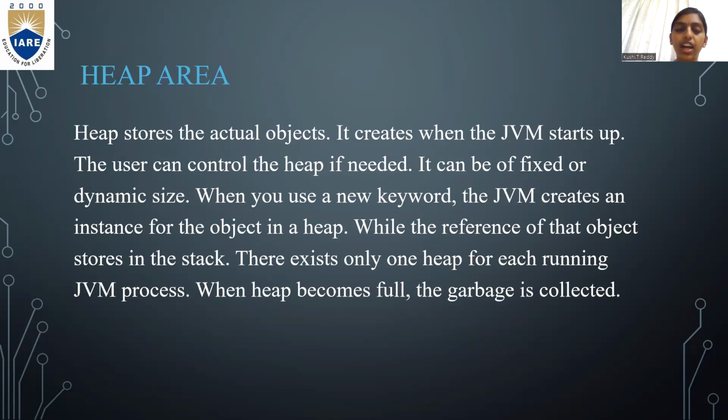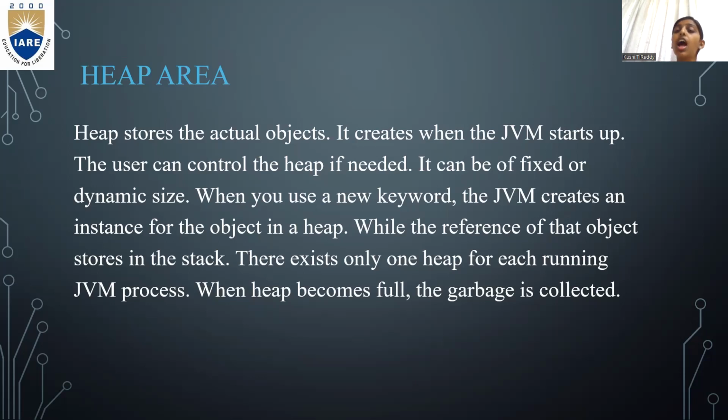Coming to the heap area, it stores the actual objects. It is created when the JVM starts up. The user can control the heap if needed. It can be of fixed or dynamic size. When you use the new keyword, the JVM creates an instance of the object in the heap, while the reference of the object is stored in the stack. There exists only one heap for each running JVM process. When the heap becomes full, the garbage is collected.